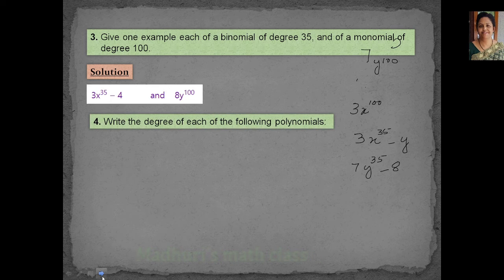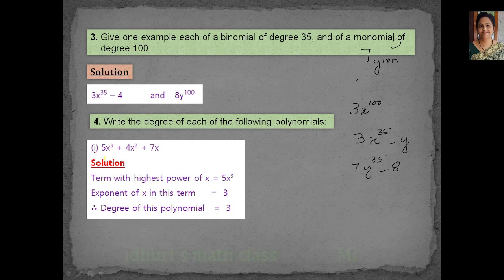Now next one. Write the degree of each of the polynomials. 5x cubed plus 4x squared plus 7x. What is the degree of this polynomial? Here the power of x is 1, power of x is 2 and power of x is 3. What is the highest power? 3. The term with the highest power of x is 5x cubed. So the exponent of x in this term is 3. So the degree of this polynomial is 3.